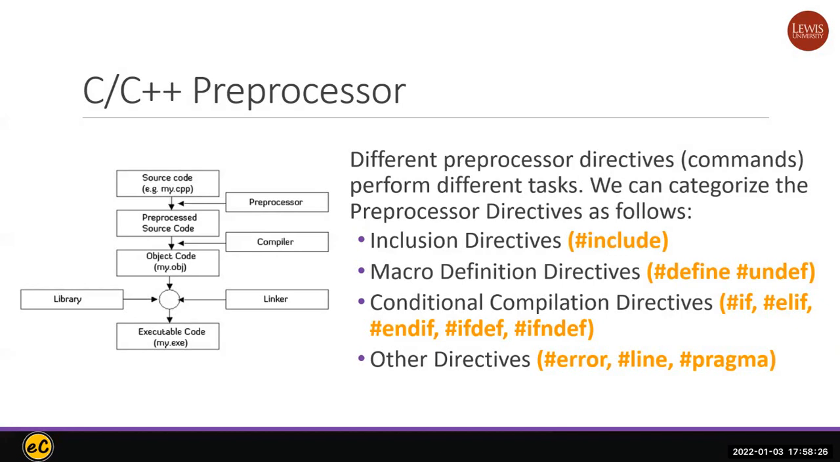And then this one is the conditional compilation directive. This one says which part you will compile, and which part you don't need to compile. And there are some other directives such as error, line, and pragma. Pragma is sometimes used for different modules. Okay, these are the preprocessors.